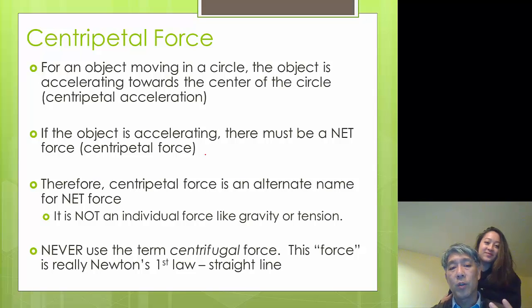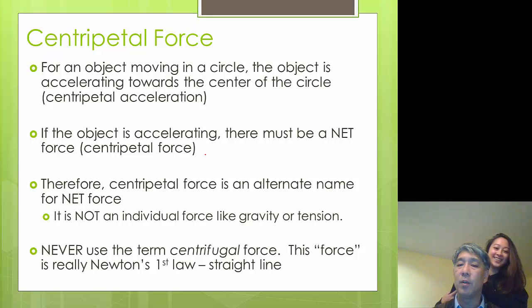Even worse would be to use the term centrifugal force. If you use the term centrifugal force, the IB graders are going to think you don't know anything and will just mark you with a 0. So never use that term.